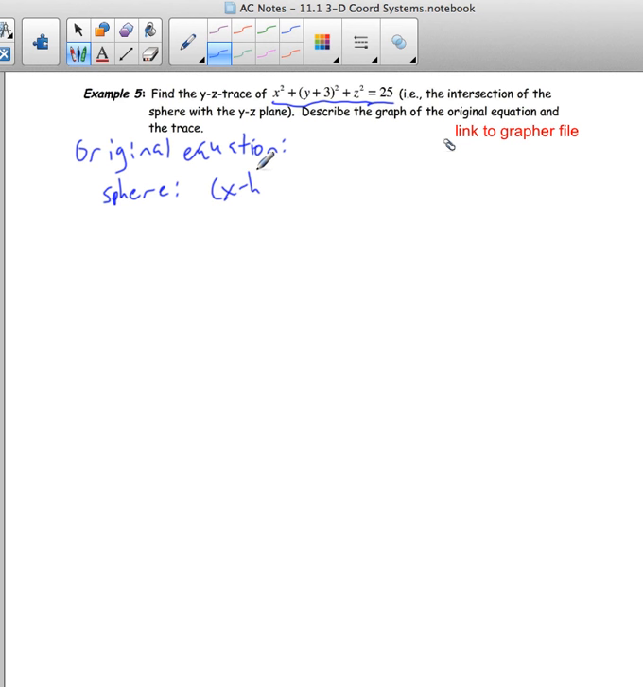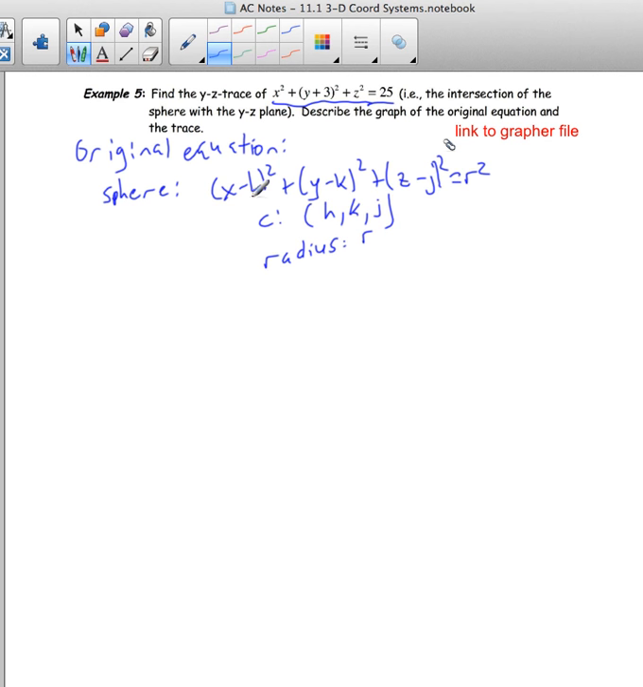This is the equation of a sphere: (x minus h) squared plus (y minus k) squared plus (z minus j) squared is equal to r squared, where the center of this sphere is the point (h, k, j), and the radius of this sphere is r.